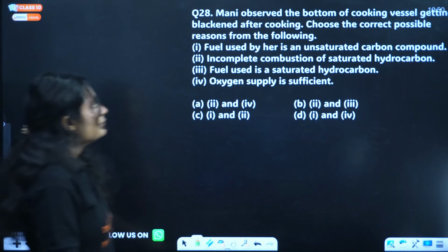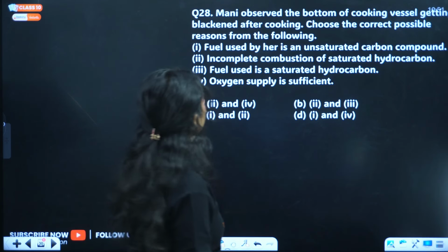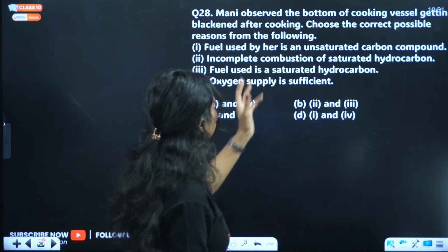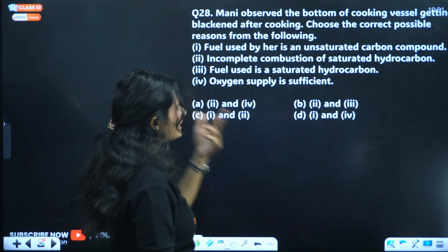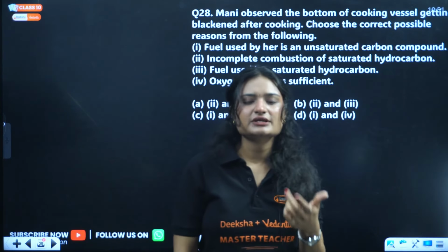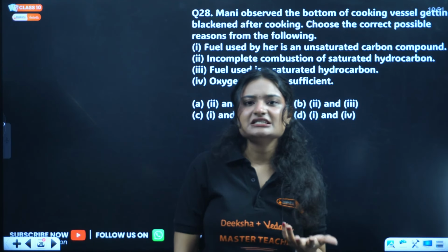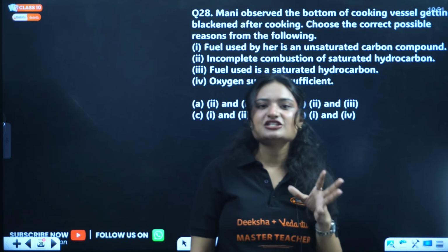Next question. Mani observed the bottom of cooking vessel getting blackened after cooking. Choose the correct possible reasons. So whenever you are cooking, what kind of gas we use? LPG, right? And LPG is saturated. LPG is a saturated fuel, okay?